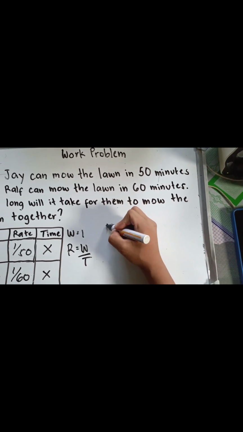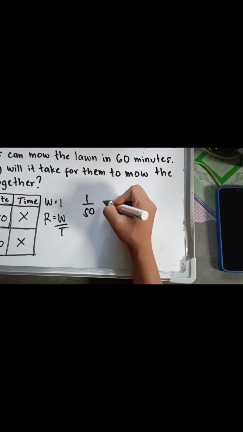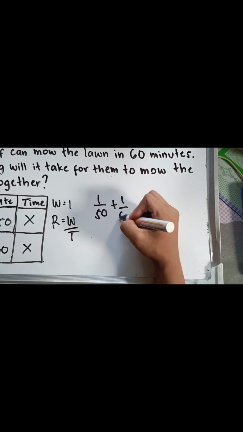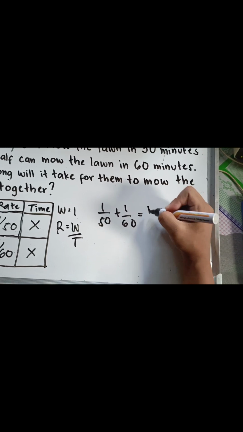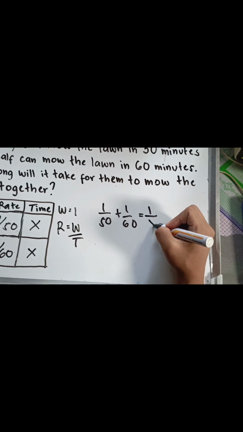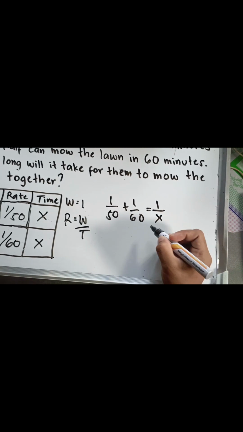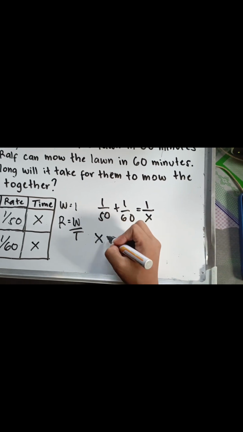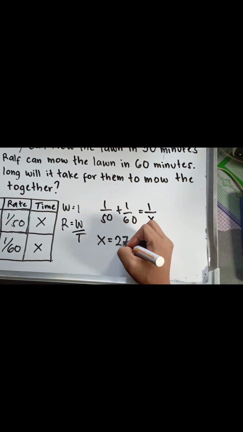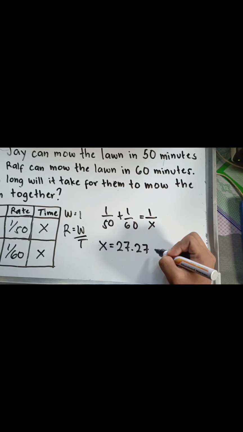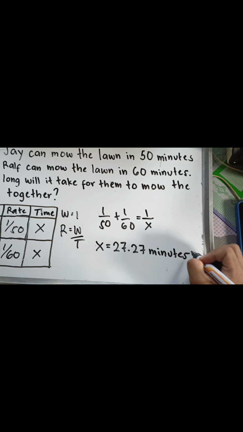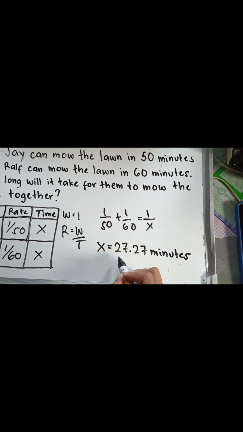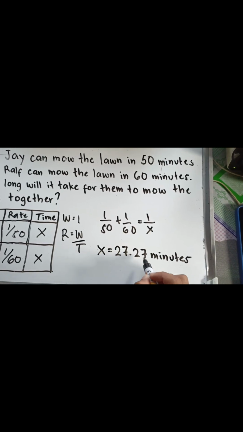So our process is 1 over 50 plus 1 over 60 equals the work if they work together, 1 over x. If we compute this in the calculator, we come up with x equals 27.27 minutes. This is the time it will take if they work together.